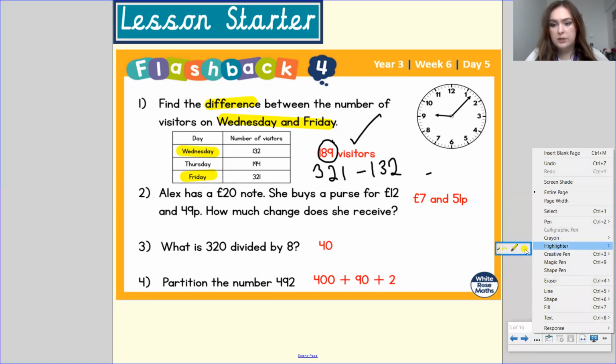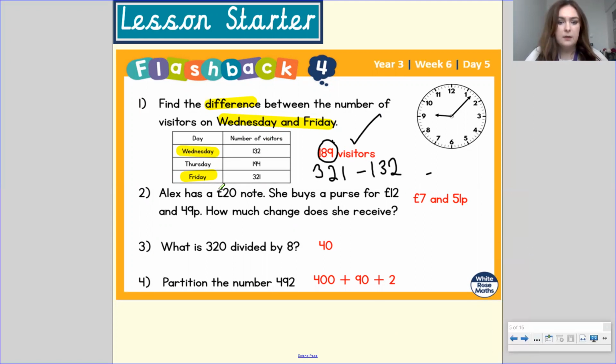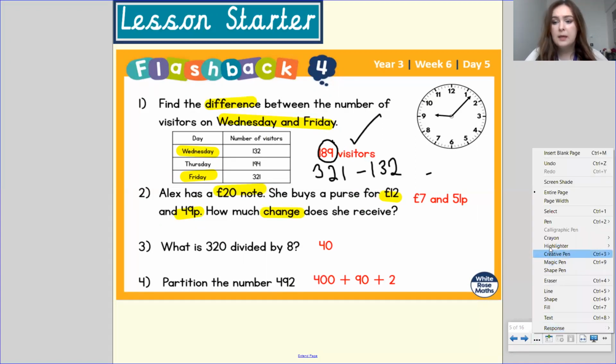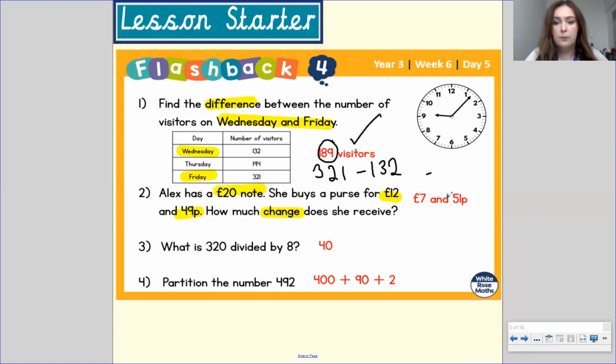Now, the next question says, Alex has a £20 note. She buys a purse for £12 and 49 pence. How much change does she receive? So you're going to be doing £20, take away £12 and 49 pence. Now you could use a number line to help you work this out as well. And the answer will be £7 and 51 pence. So give yourself a tick if you got that correct.